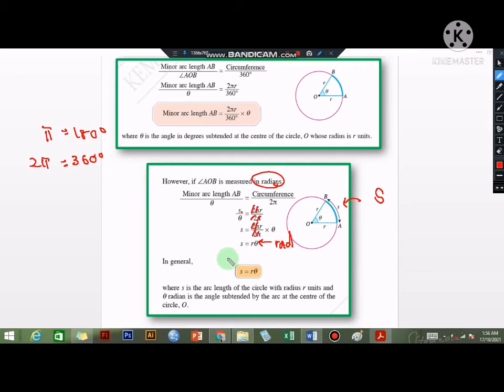So in order for us to find the length of arc AB, which represents the unknown S, the formula is S is equal to r theta. So this is the formula for you to find the length of arc AB. S, which is the length of arc, is equal to r, which means radius, times theta, the angle, which is in unit radian. Remember this one must be in unit radian.